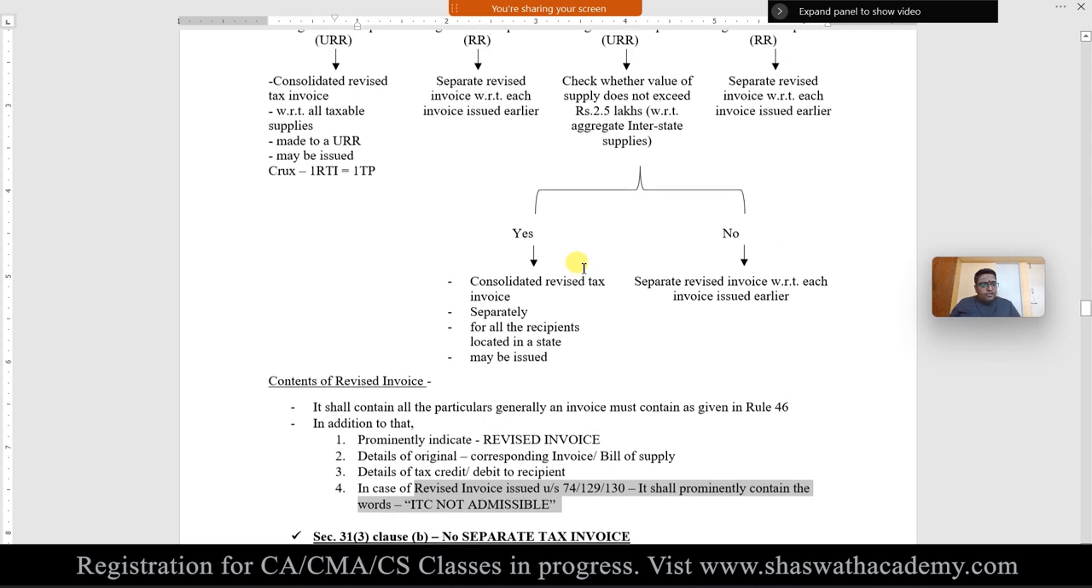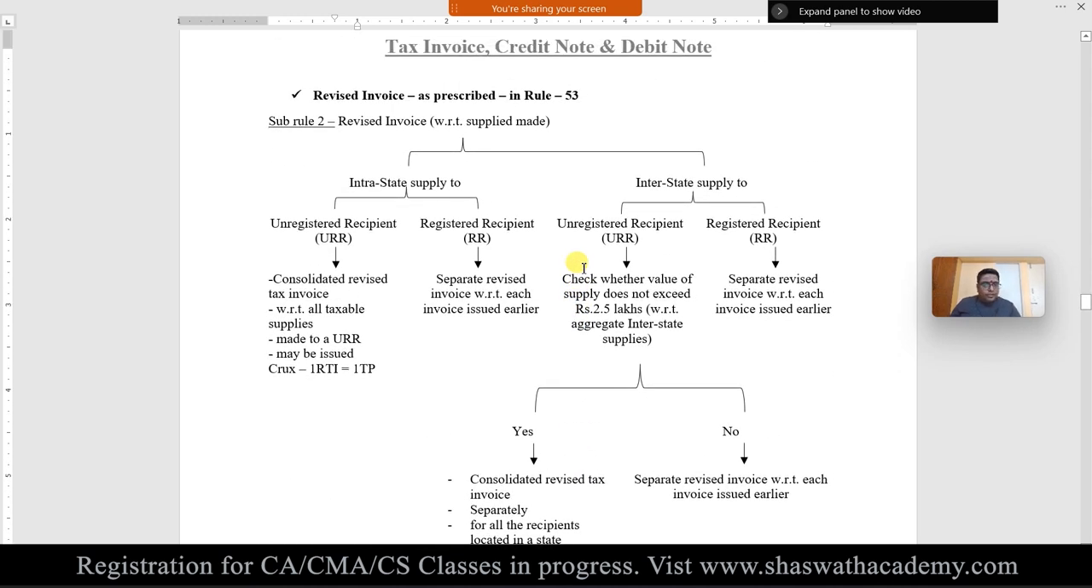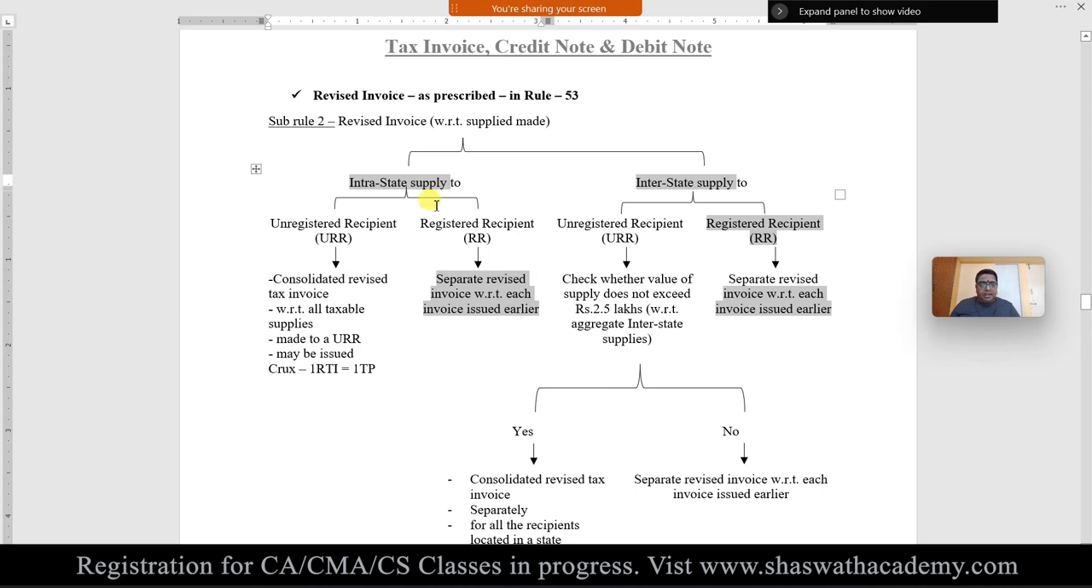Sir, do I have to issue a revised tax invoice for every invoice I have issued during that period, sir? Answer is no. Look at this, my dear. If it is an intrastate supply or interstate supply, doesn't matter. If the recipient is a registered one, you have to issue a separate revised tax invoice for every invoice issued. Whether it is inter or intra, doesn't matter. If the recipient is a registered person, you are obligated to issue what? Separate revised tax invoice.